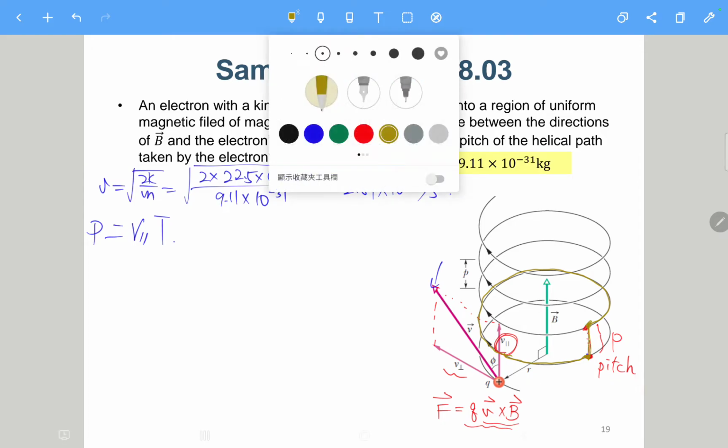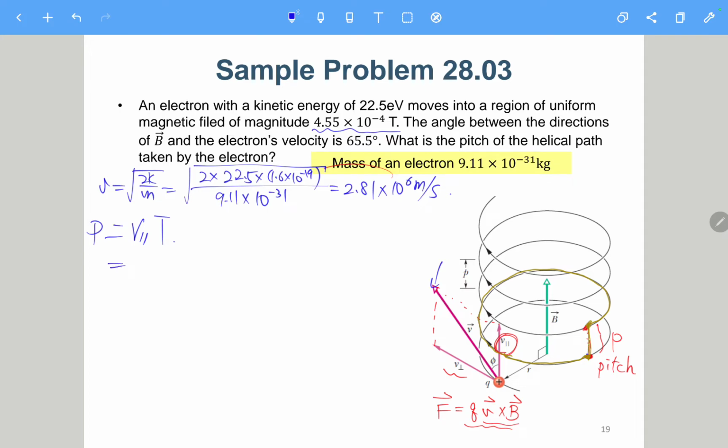So here we have v times cosine of phi. This is how we decompose the v in this direction. And then next is T. T is the length of the circle, which means this is 2 pi r over v. This will be the period.